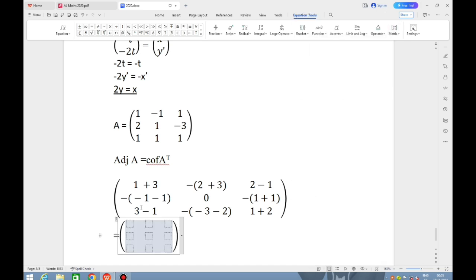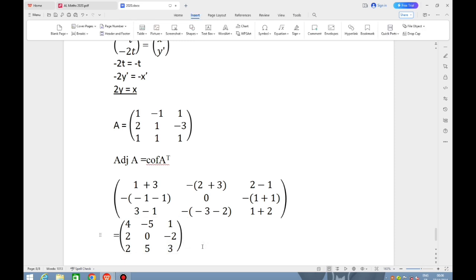Okay. So 1 plus 3 is 4. 3 plus 3 is 6, so that's going to give us negative 6. 2 minus 1 is 1. Negative 1 minus 1, that's negative 2. Negative into negative 2 is 2. 0 is 0. 1 plus 1 is 2 times negative 2. 3 minus 1 is 2. Negative 3 minus 2 is negative 5, times negative is 5. And finally 1 plus 2 is 3.